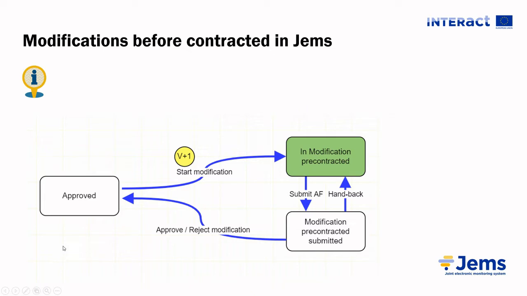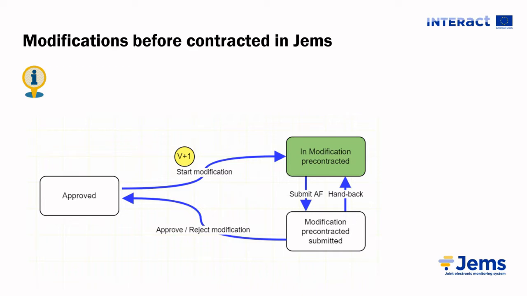So there are two types of modifications that we have identified in Jems. So we have the modifications before contracted in Jems, which go from a status approved, so not from a status contracted. And you could make project changes to the project from a status that is approved. So you could open a modification in a modification section.